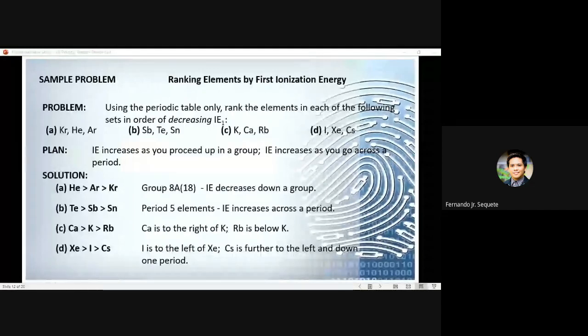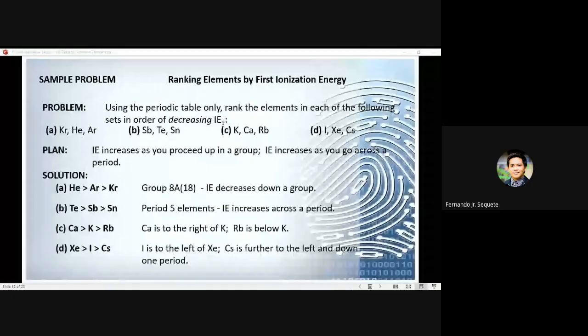For letter B, we have Sb. Sb is antimony, Te is tellurium, and Sn is tin. And then letter C, we have potassium, calcium, and rubidium. And then D, we have iodine, xenon, and cesium. Okay. IE increases as you proceed up in a group, and then IE increases as you go across a period.